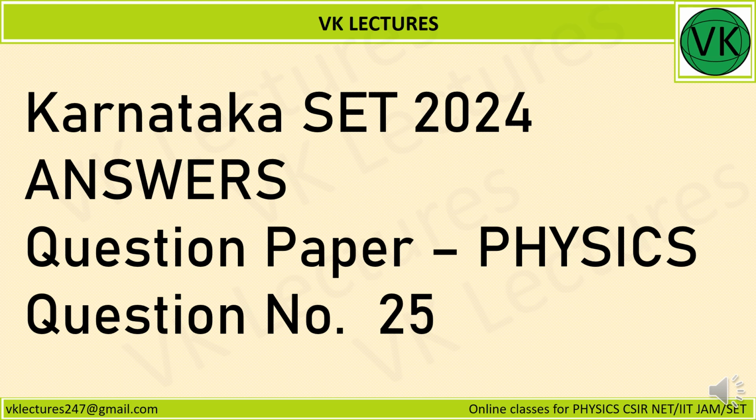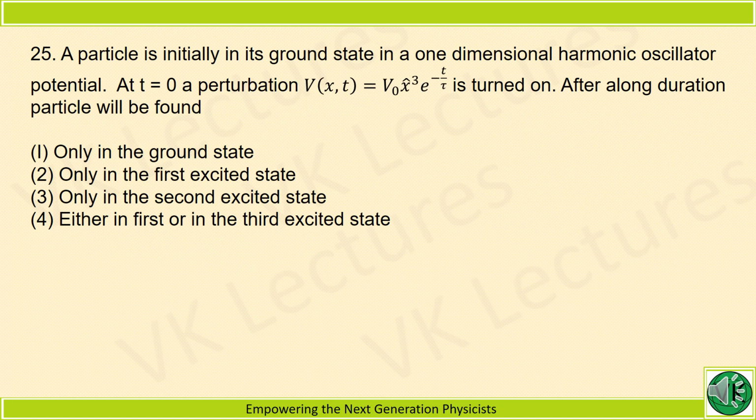In this lecture, we will be discussing question number 25 from Karnataka set 2024. A particle is initially in the ground state in a one-dimensional harmonic oscillator potential, and at t equal to 0, a perturbation V(x, t) equal to V naught x cubed e to the power minus t by tau is turned on. After a long duration, the particle will be found in.